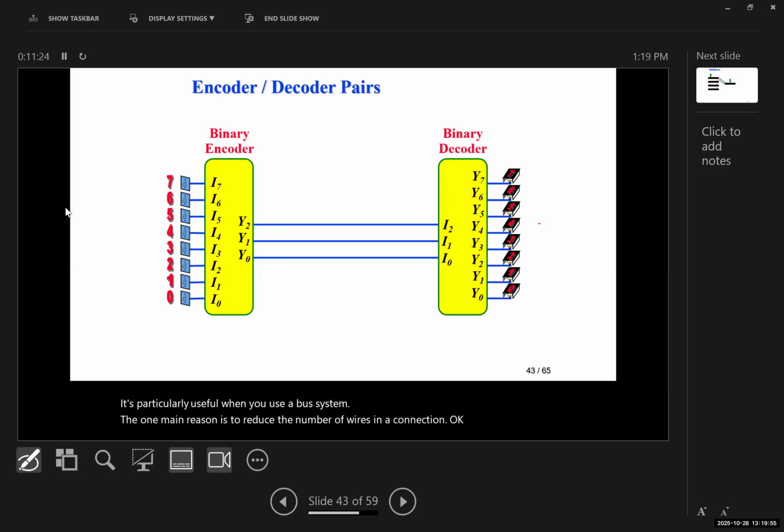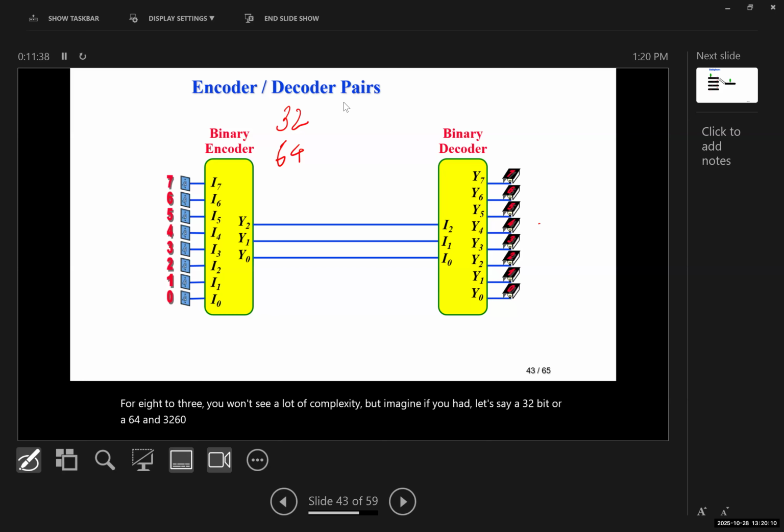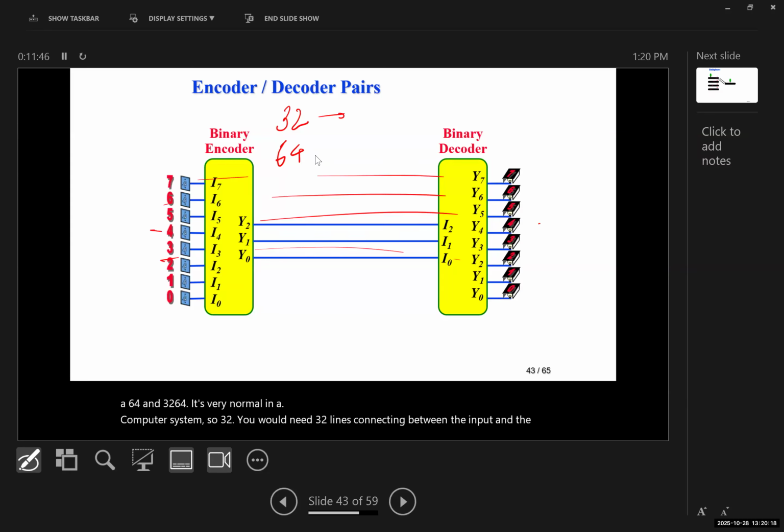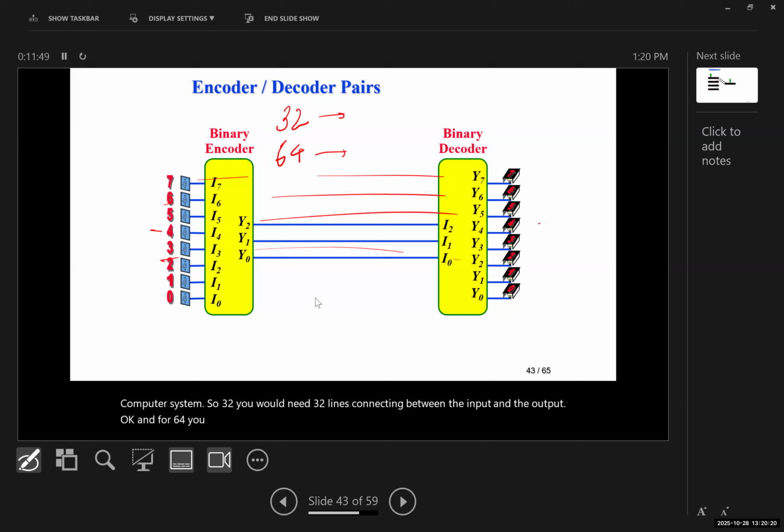So for 8 to 3, you won't see a lot of complexity, but imagine if you had, let's say, a 32-bit or a 64, and 32, 64 is very normal in a computer system. So for 32, you would need 32 lines connecting between the input and the output, okay? And for 64, you need 64 of these. It's going to be a lot of wires. It's going to occupy a lot of space.